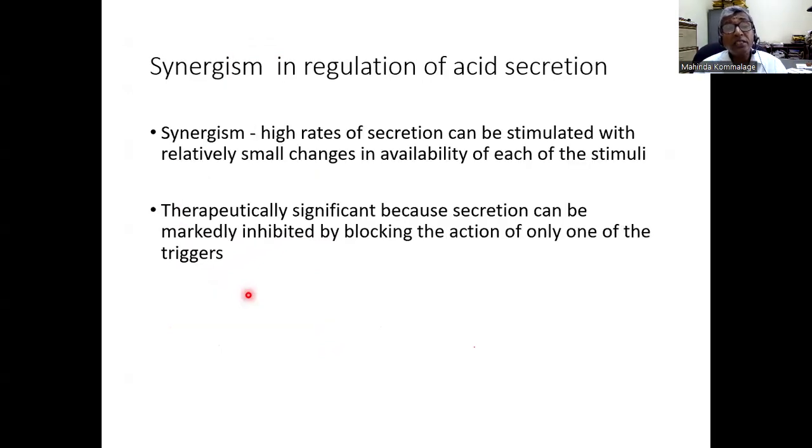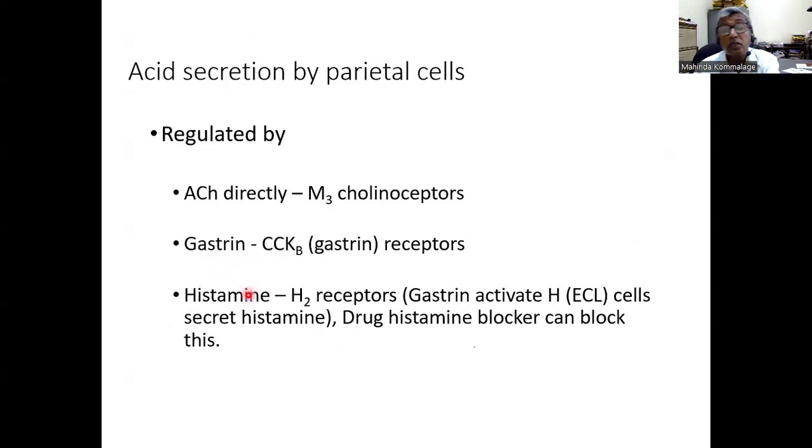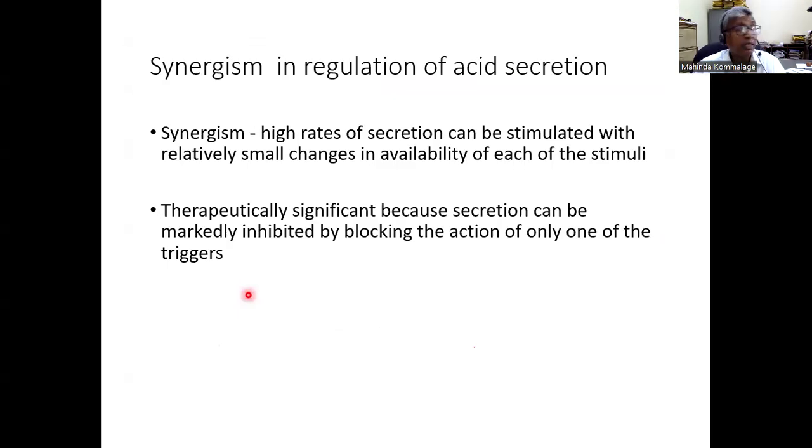There is a synergism: a high rate of secretion can be stimulated with a relatively small change in the availability of each stimulus. When 2 stimuli stimulate these parietal cells, you get an additional effect, more than just the sum of the two effects. When two receptors are stimulated, that is called synergism.